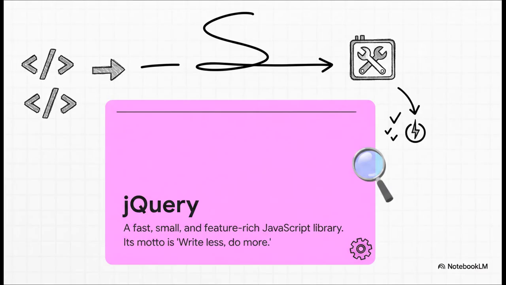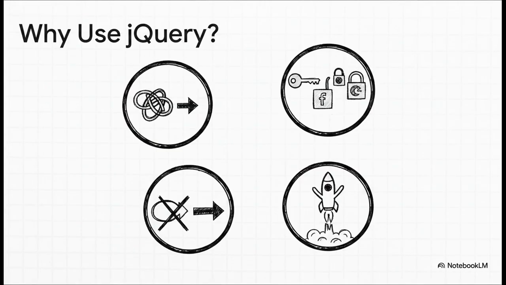So what exactly is jQuery? It's not a new programming language. It's a library. Think of it as a pre-built toolkit for JavaScript. And its entire reason for existing is right there in its motto: write less, do more. It takes common but complicated tasks in JavaScript and boils them down into simple, easy-to-use commands. And why should you use it? Well, for one, it makes your code way simpler. It also takes care of all those annoying little differences between web browsers, so you don't have to worry about it. And most importantly for us right now, it makes doing AJAX calls incredibly simple. It just lets you get more done faster.